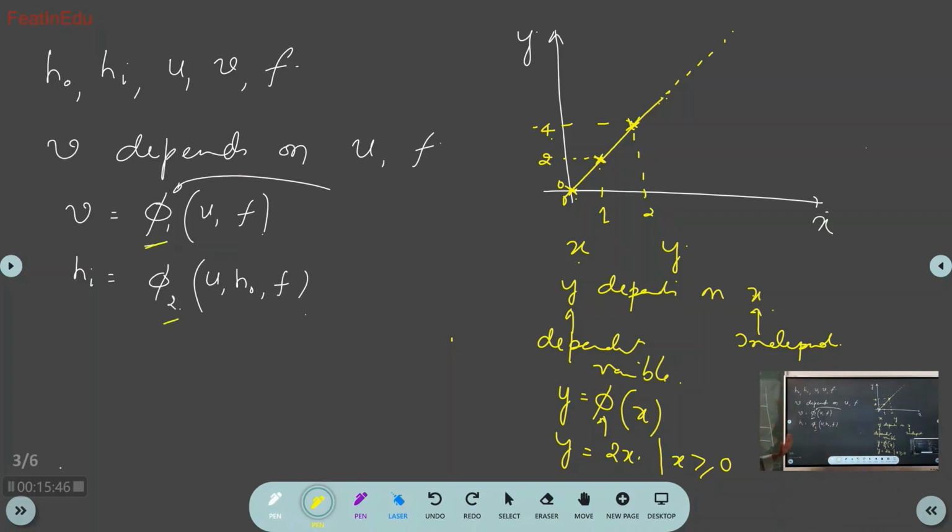What are these functions? Is V equal to U, or V equal to U plus F, whatever it is. We need to understand, we need to derive the relation. That is our next task. Clear, students? You have to understand. I'll give you some time. Just look into it, then we shall proceed.